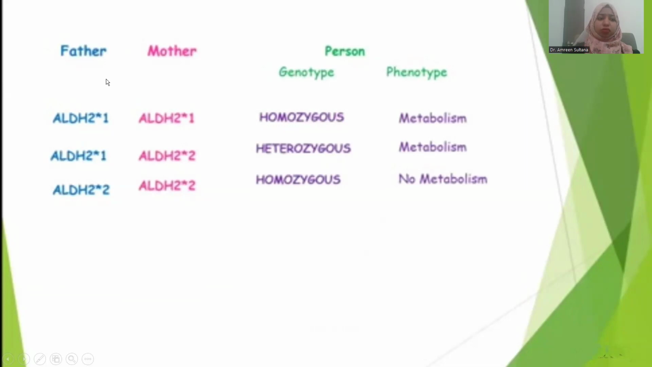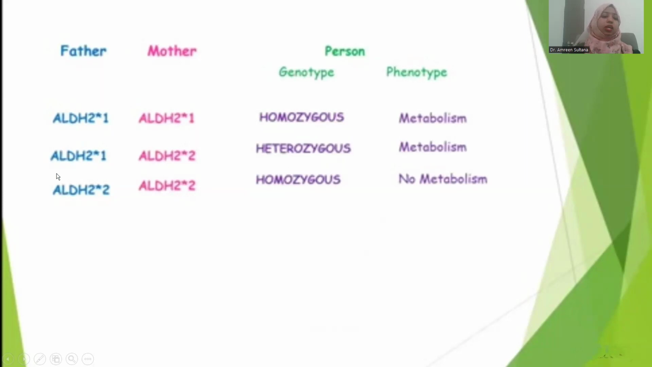Next, ALDH2*1 is the father's condition. But coming to the mother here, that is ALDH2*2. Here we'll be getting the heterozygous condition. Both are different: the father is having the *1 condition, but the mother is having the *2 condition. That genotypic condition is nothing but the heterozygous condition. But here the phenotypic condition is the metabolism condition it observes.